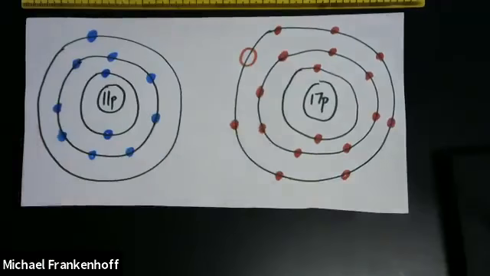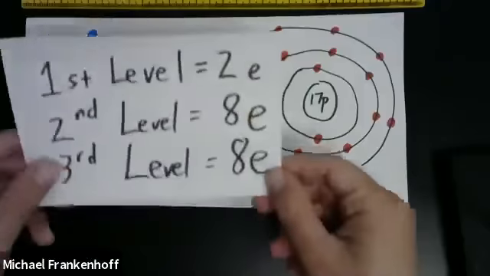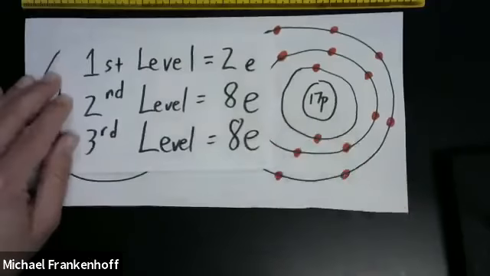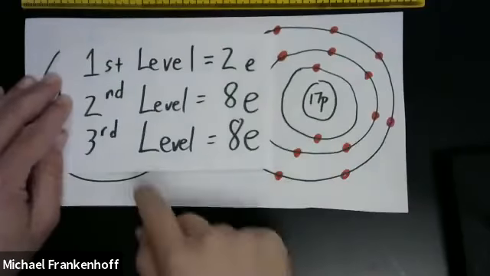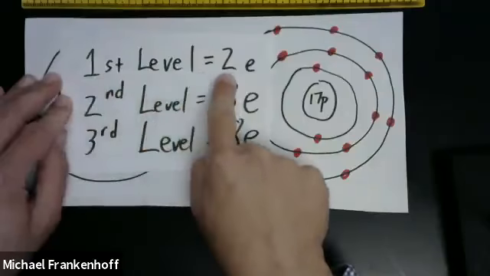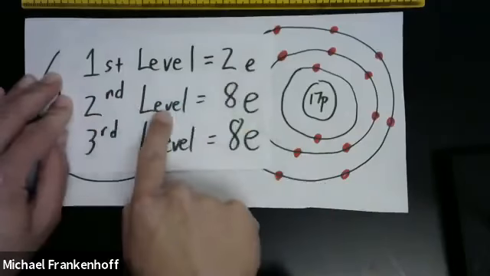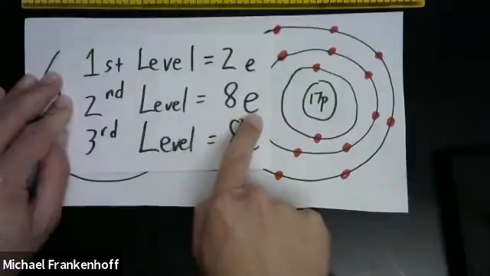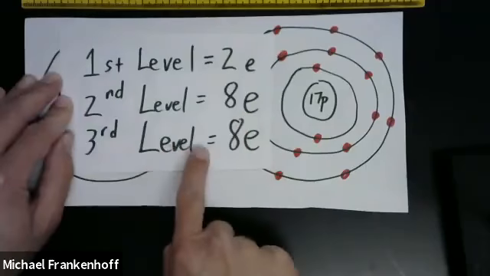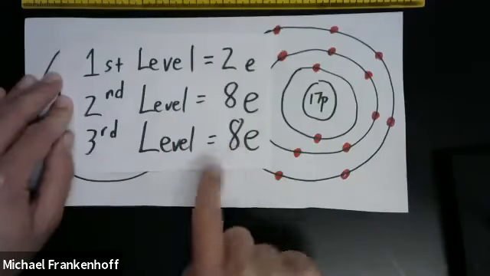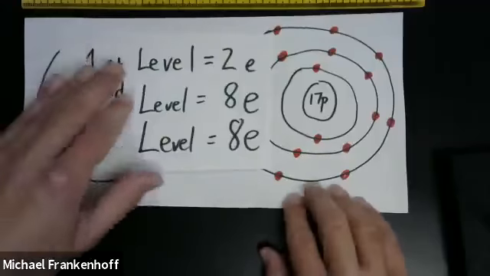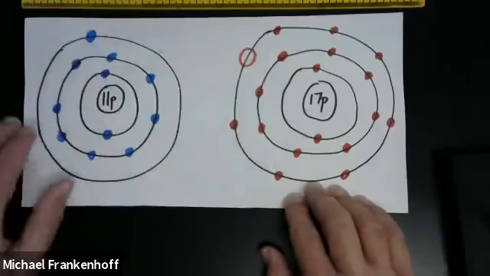Well, we might need a brief review again from the previous unit. We're going to put our electrons into these energy levels, remember. The first energy level can only hold 2 electrons. The second energy level can hold 8 electrons. The third energy level gets a bit more complicated, but for now we're just going to say it holds 8 electrons as well.